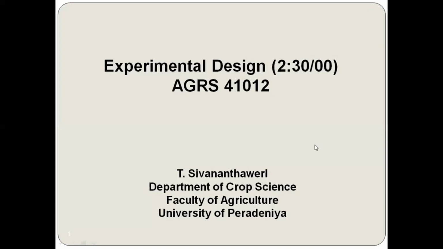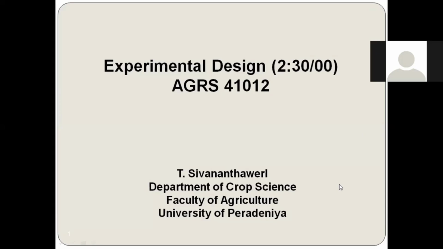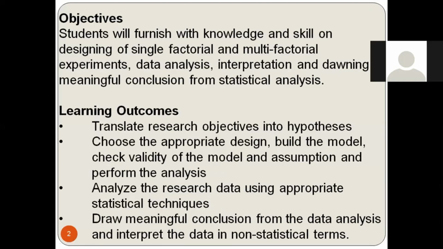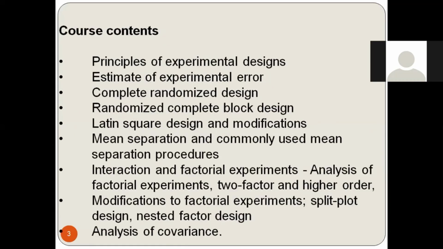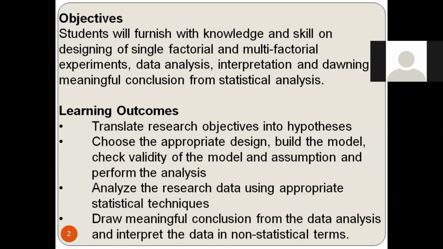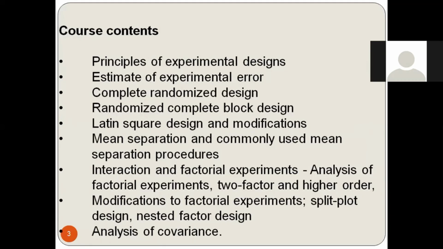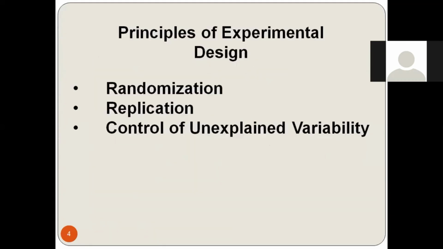So we started with a course on design, experimental design. And then we discussed a few things. These are your basic information from your side. What are the outcomes and expected outcomes, and what is the objective, and also the course content. Then we said the three most important principles in experimental design, and we talked about two of them completely. One is randomization, the other one is replication.